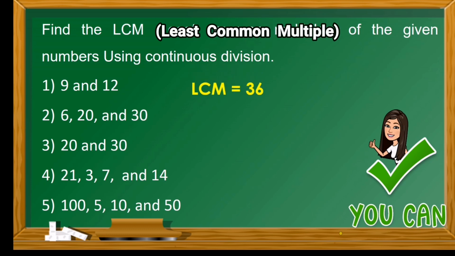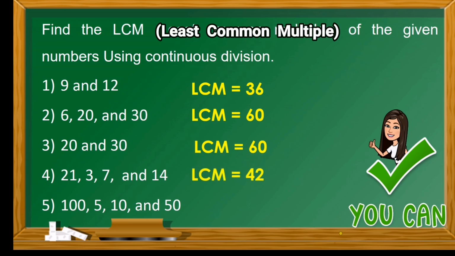Let us check. Number 1, the LCM of 9 and 12 is 36. Number 2, the LCM of 6, 20, and 30 is 60. Number 3, the LCM of 20 and 30 is 60 also. Number 4, 21, 3, 7, and 14, the LCM is 42. And number 5, 100, 5, 10, and 50, the LCM is 100. How's your score?